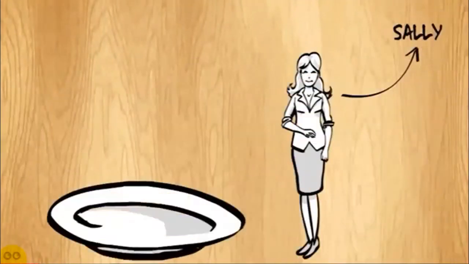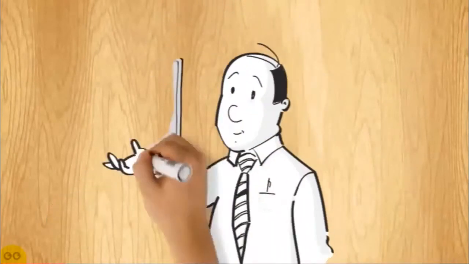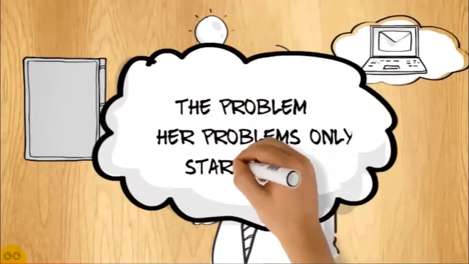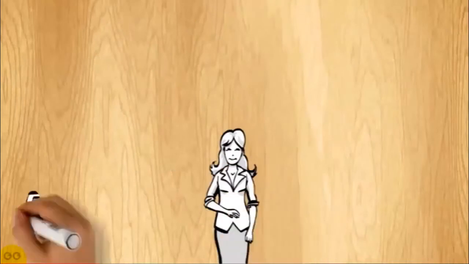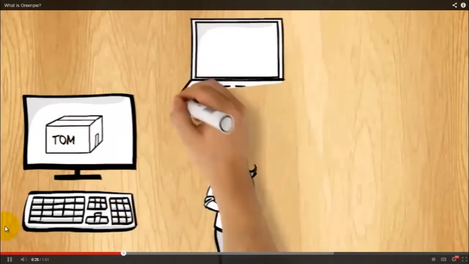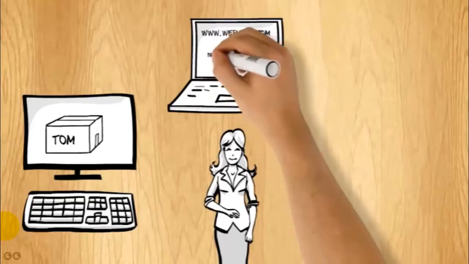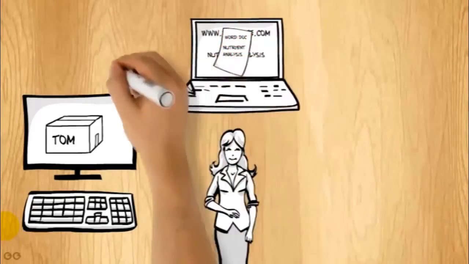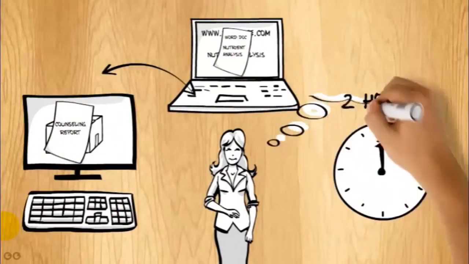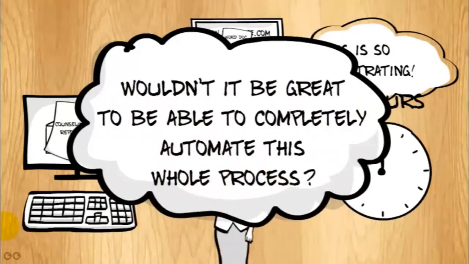Meet Sally. She's a nutritionist. She loves her job, but the workflow can sometimes be so tedious. This is Tom. He writes his diary by hand or sends it to Sally by email. The problem is, Sally's problems only start here. Now, Sally needs to make a new folder in her computer, make a Word document out of the email, name the folder, go to a third-party website, then again manually rewrite Tom's diary so she can calculate nutrients. Then she copy-pastes the results to another Word document and saves it again. She spends about 2 hours on this, and she hasn't even started with the work. It's just so frustrating. Wouldn't it be great to be able to completely automate this whole process?